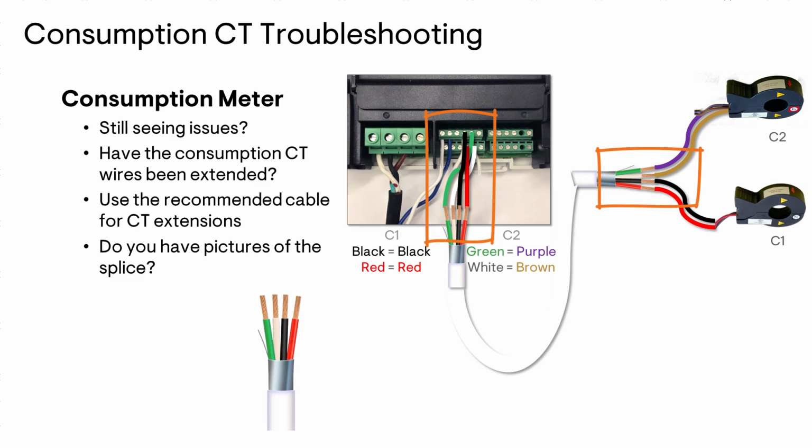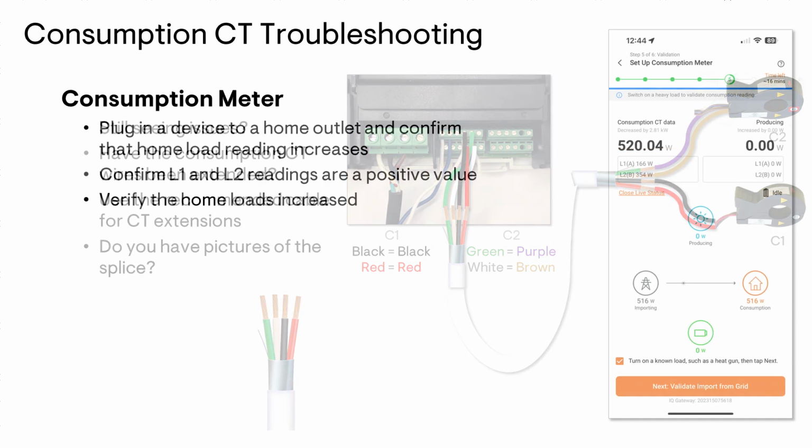Because of the color change, you can see how this could get confusing if it wasn't documented during the installation process. As a best practice, write down which CT wire color was connected to what color of the extended wire. Refer to the gateway schematic for the correct placement of the wire colors and terminal block. Correct any wiring issues and continue to the next step.